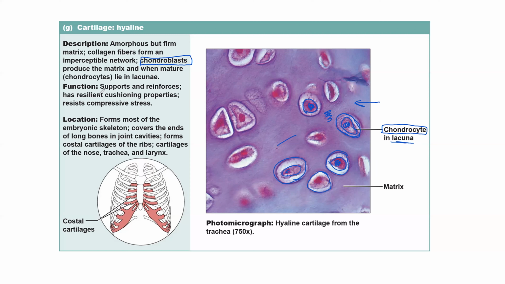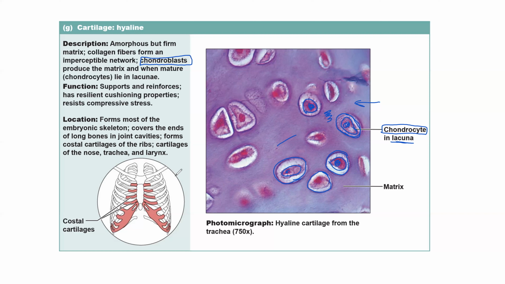So the function is support. It supports and reinforces, has resilient cushioning properties, and resists compressive stress. Location: forms most of the embryonic skeleton. Embryonic is during your development in your mother's uterus. It covers the ends of long bones in the joint cavities. It forms the costal cartilages of the ribs, and the cartilages of the nose, trachea, and larynx. Larynx is your voice box.